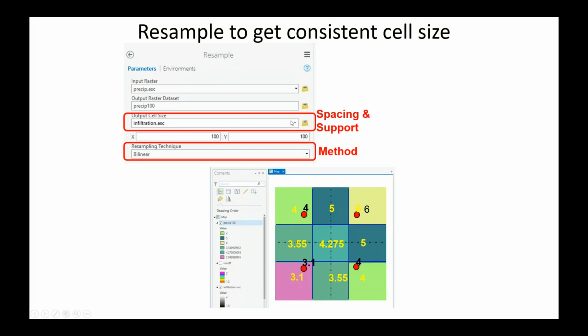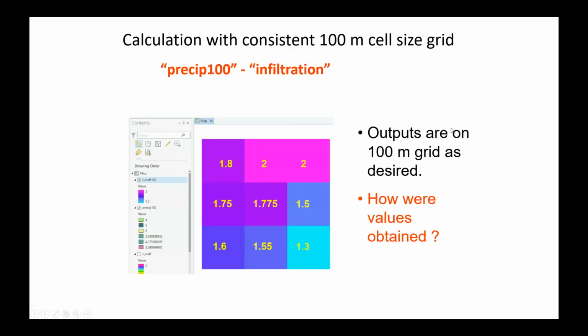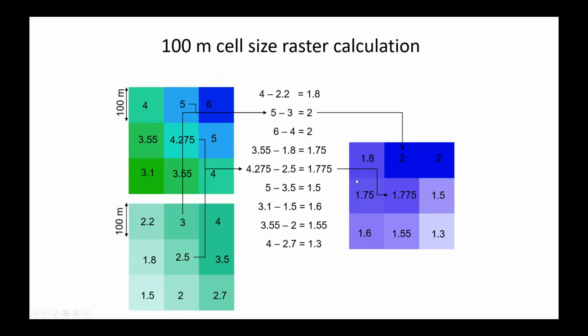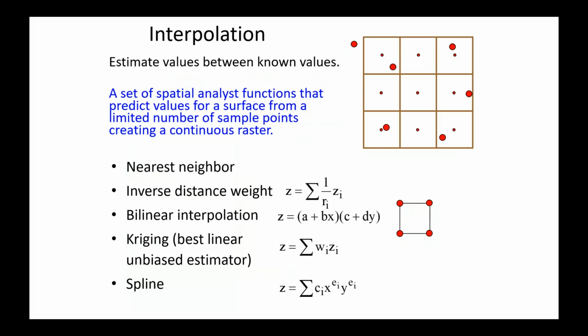So that's where I'm actually controlling the spacing and the support, and I'm specifying the method. And then the calculation with a consistent 100-meter cell size, precipitation minus infiltration, we get the values obtained. And here we have cell-by-cell calculation on the raster.